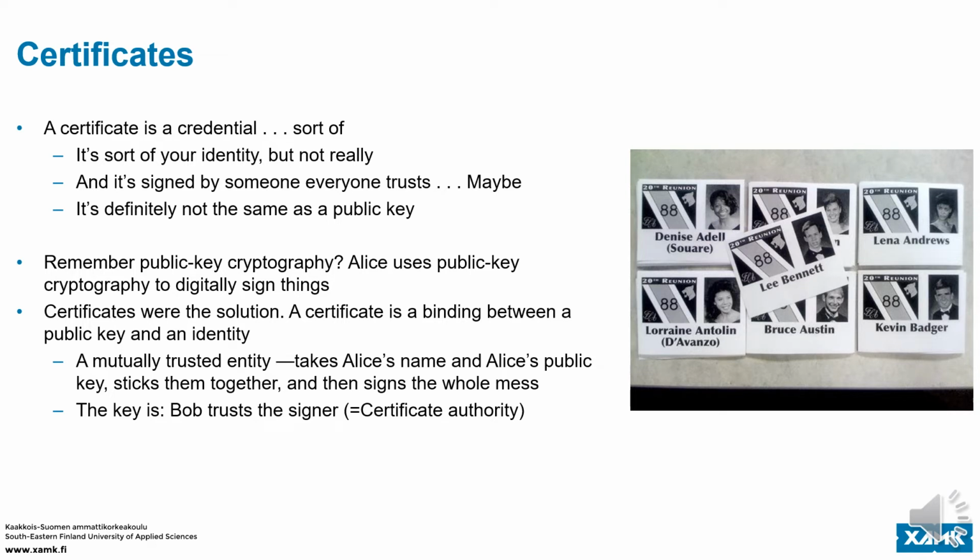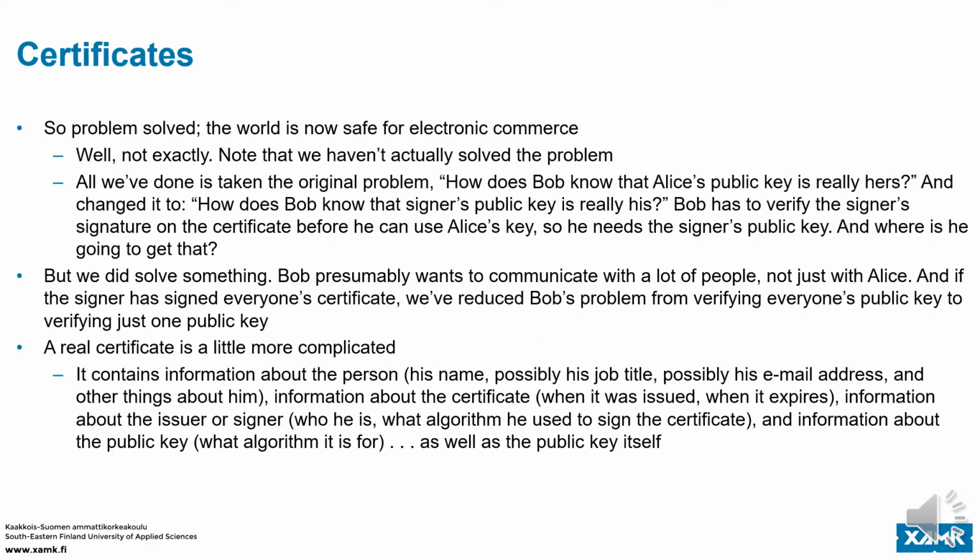Certificates were the solution. A certificate is a binding between a public key and an identity. A mutually trusted entity takes Alice's name and Alice's public key, sticks them together, and then signs the whole mess. Now Bob has no worries. He gets Alice's public key certificate from somewhere and verifies the signature on it. The key is that Bob trusts the signer, called a certificate authority. So problem solved, the world is now safe for electronic commerce.